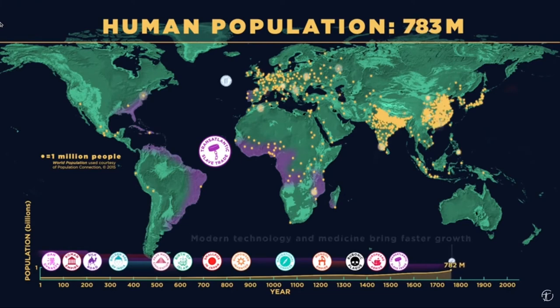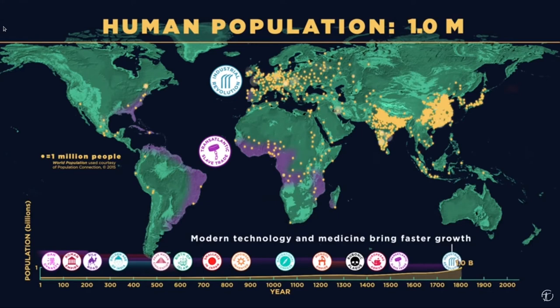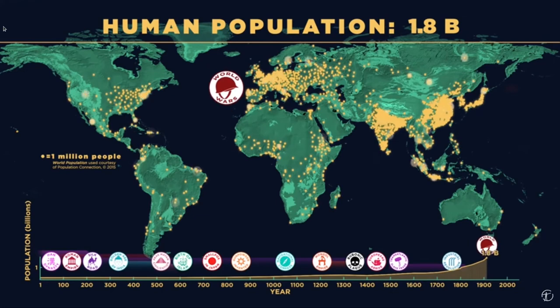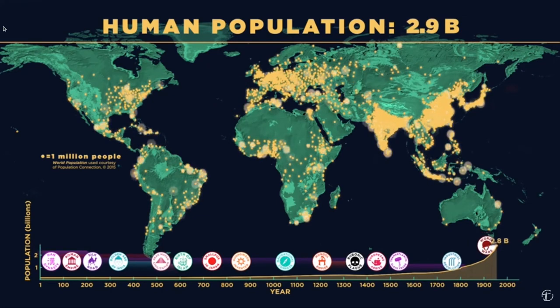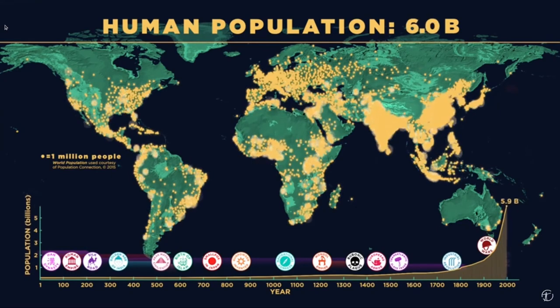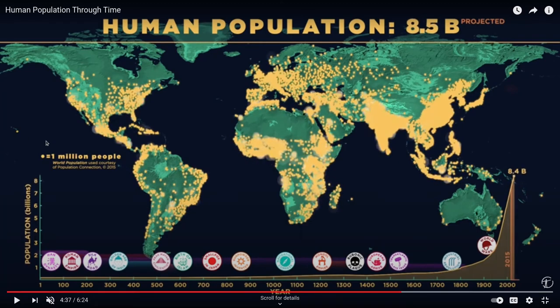And the Industrial Revolution, there you go. 1 billion. So now we've hit 1 billion. World War I, we're up to 2 billion, and we're going to hit 3 billion, 4 billion, 5 billion, 6 billion, 7 billion, and that's where we're at right about now. We're just over 7 billion humans.